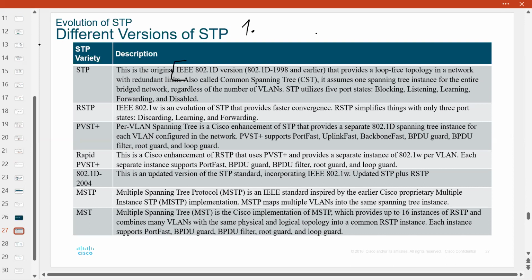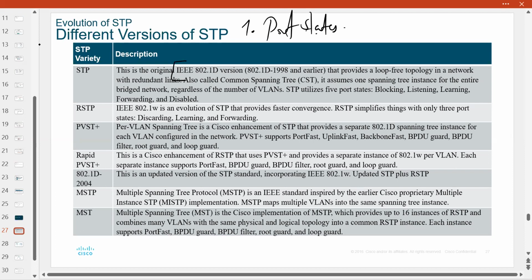What usually differentiates all these types? One, the number of port states. Two, the number of instances. I think basically that's it. So we have two things differentiating the types that we have. If we have 5 port states, we are talking of STP. If we have 3 port states, we are talking of rapid STP.